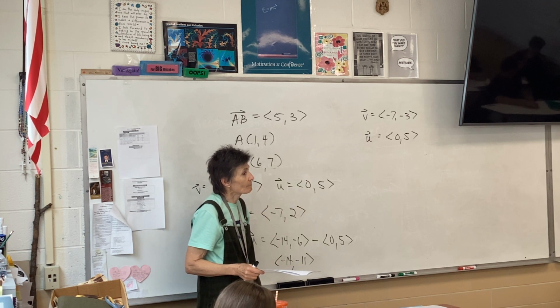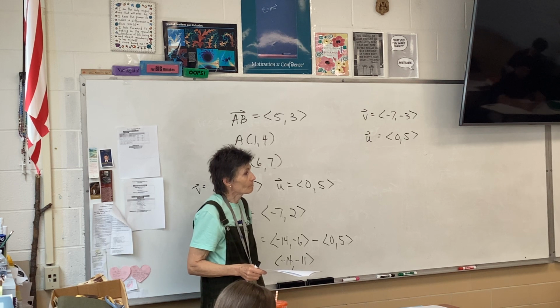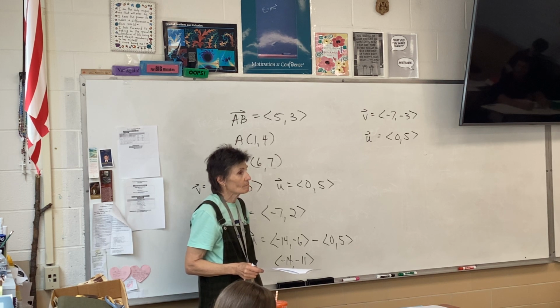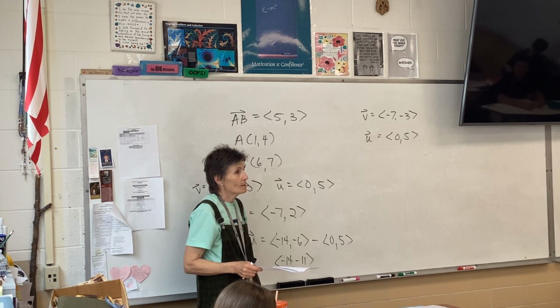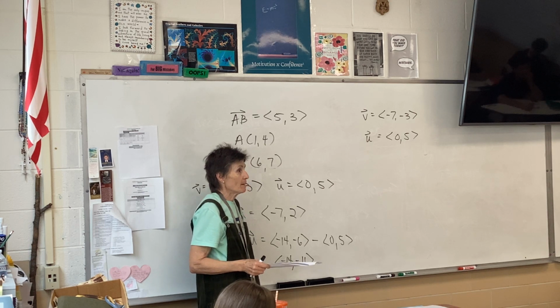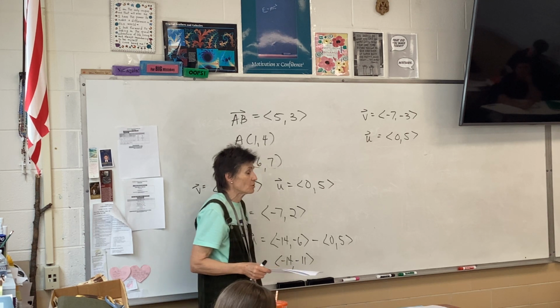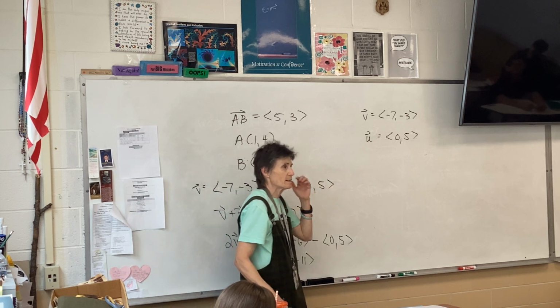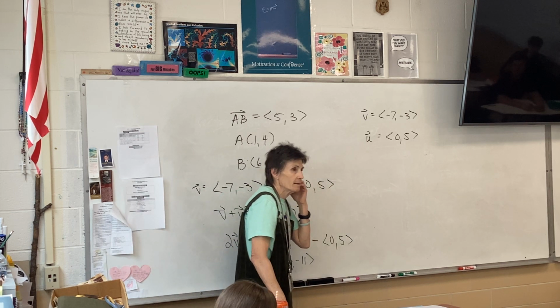Well, this is my guess. Would it be like 1 and 4 and then negative 6 and 1? Like 2 points that would get you that vector, or is that incorrect? That's incorrect. But those are 2 points that would get you that vector. How many such points are there? Infinitely many.